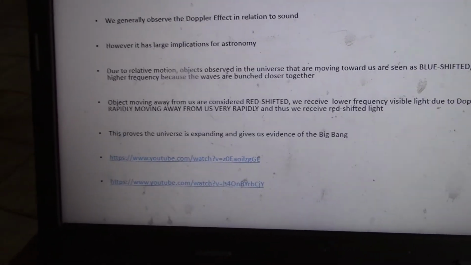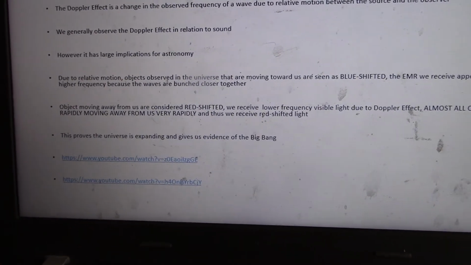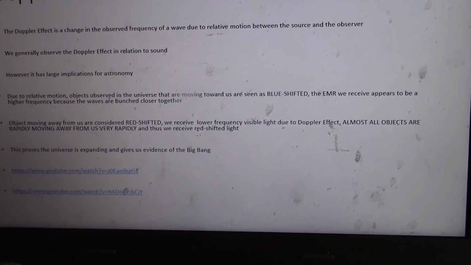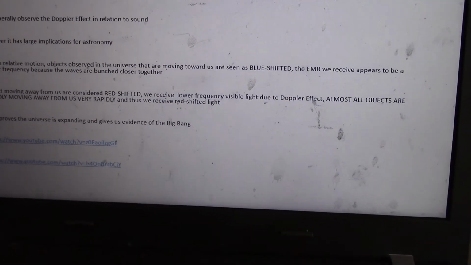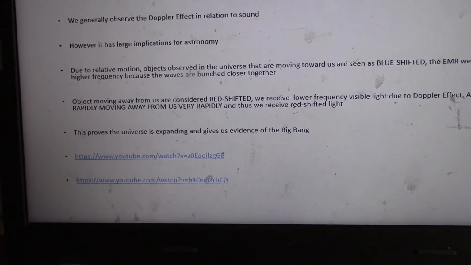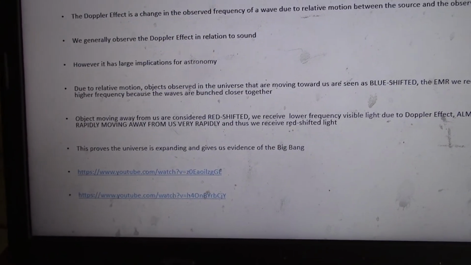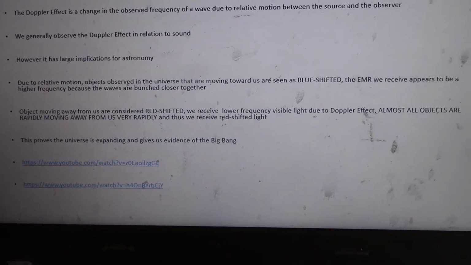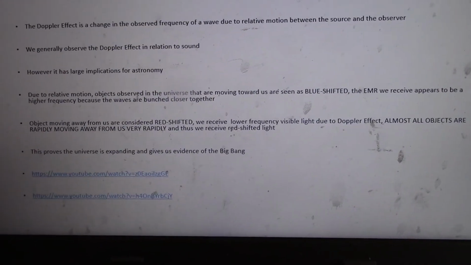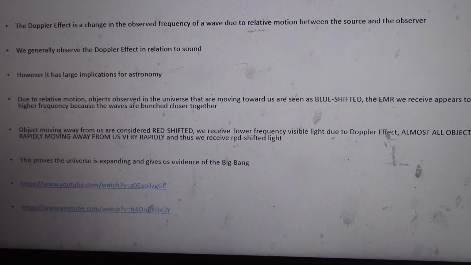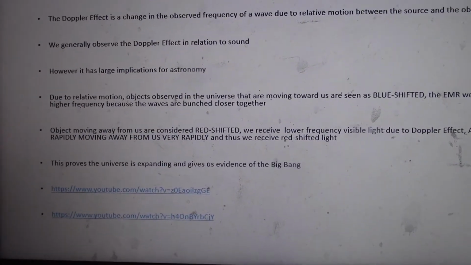But here's the deal: due to relative motion, objects in the universe that are moving toward us are seen as higher energy. They're seen as blue shifted, right? Roy G. Biv, so blue's higher on the spectrum. The EMR received appears to be higher frequency. It's not actually, it's just a perception. And objects rapidly moving away from us are seen as redshifted. Almost all objects are rapidly moving away from us, and that's why we receive redshifted light, because the universe is expanding.